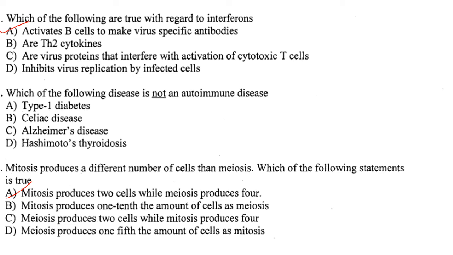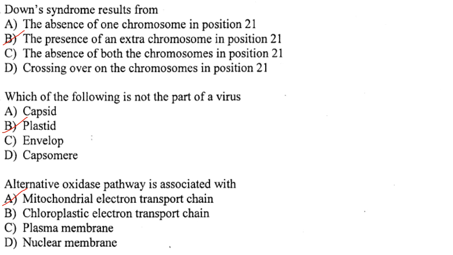Okay. Then, mitosis produces a different number of cells than meiosis. Which of the following statements is true? Mitosis produces 2 cells while meiosis produces 4. Answer is option A. Then, Down syndrome results from the presence of an extra chromosome in position 21. Answer is option B.